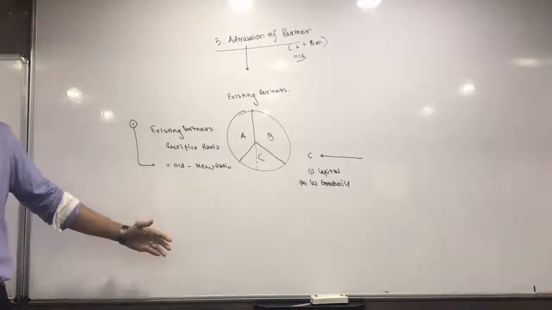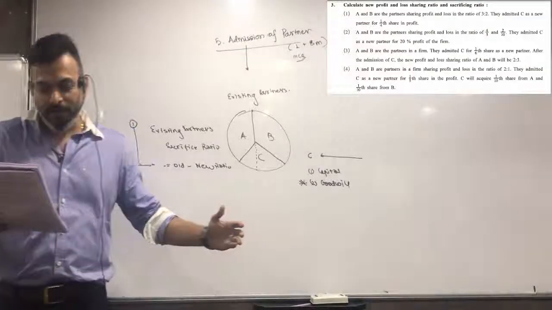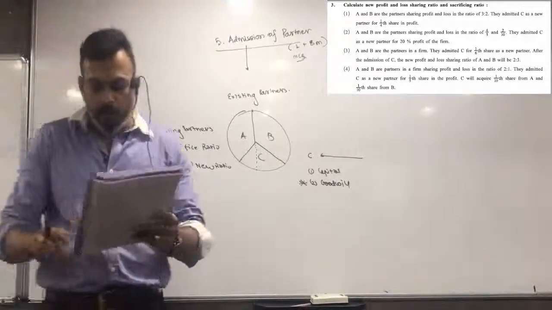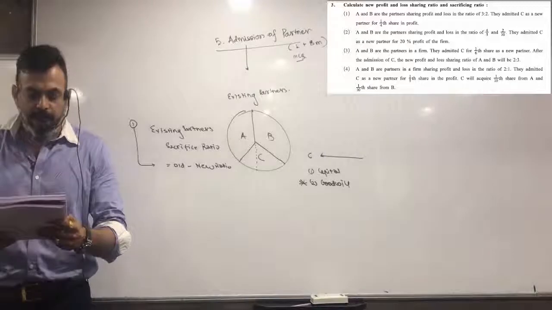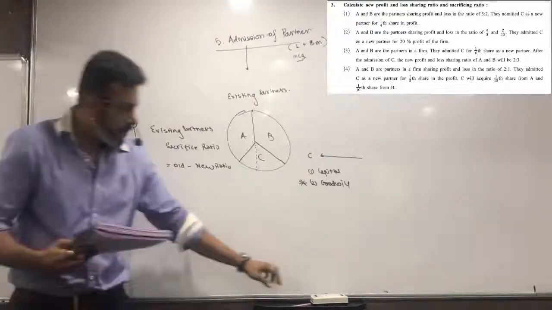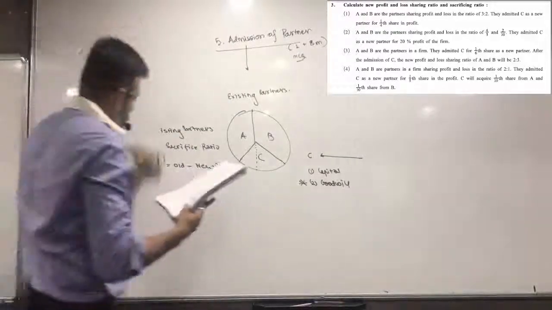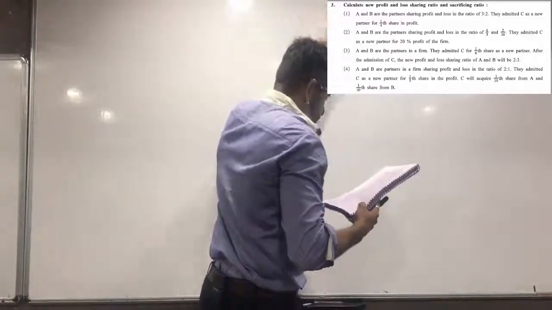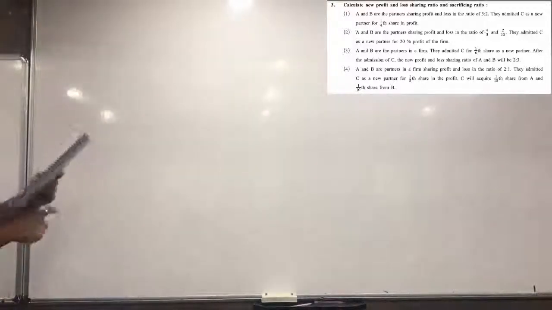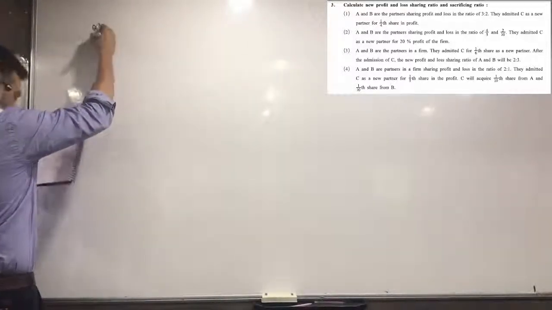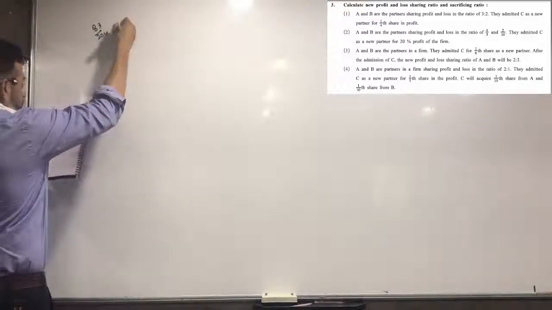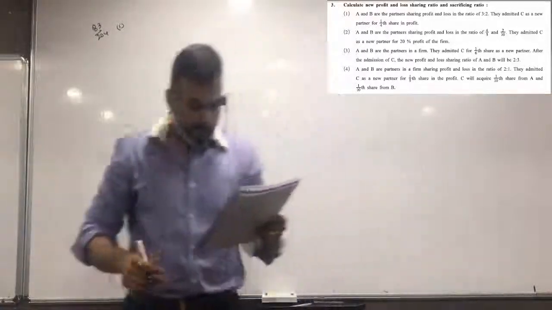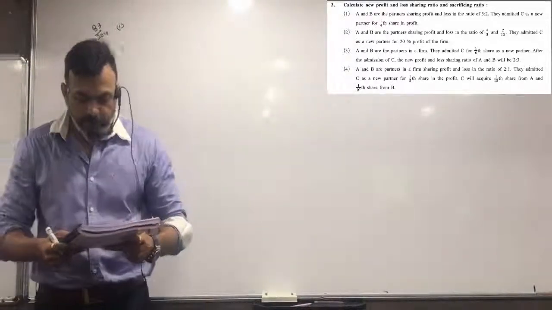Now, page number 204, question number 3. Calculate new profit and loss sharing ratio and sacrifice ratio. Let's start with the first sum, question 3 first. Now, do it with me so that you understand the concept. Question 3, page 204. A and B are partners sharing profit and loss in the ratio of 3:2.